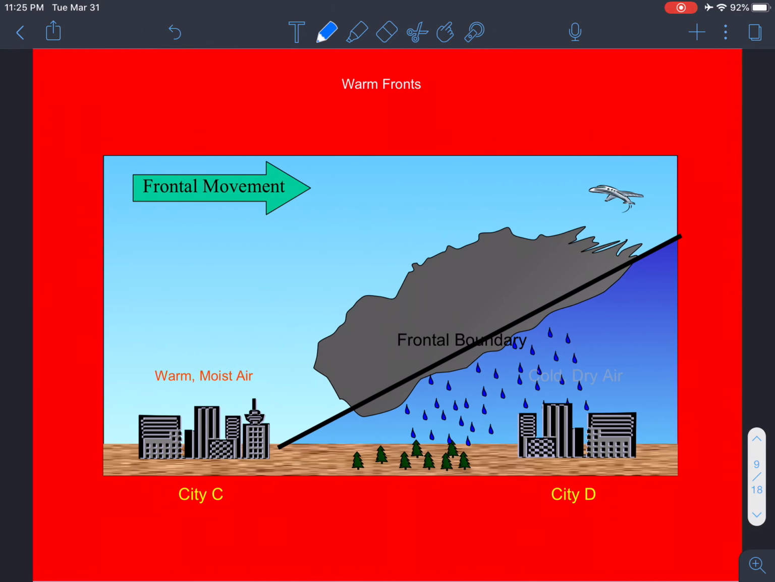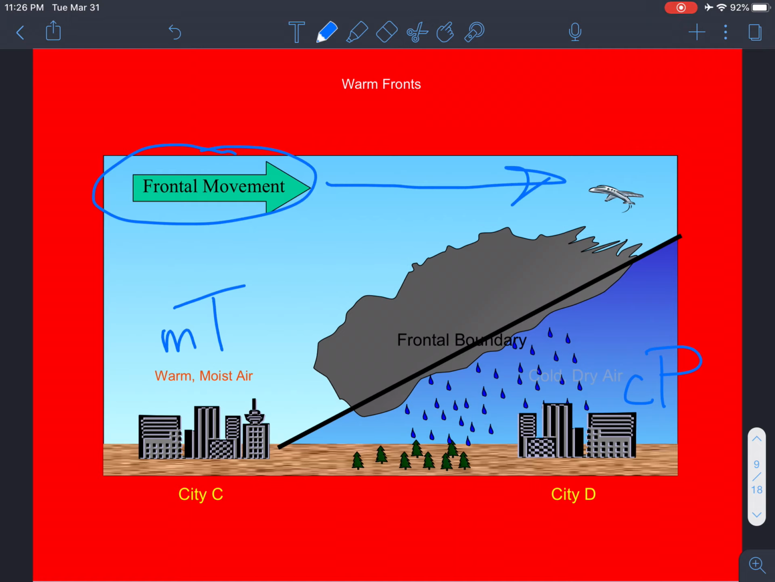All right, so we're looking at a similar map to the video. So you'll notice that the frontal movement is also going towards the east, so always from west to east. And in this case, we have a warm, moist air mass, so this would be maritime tropical. Over here, we have the cold, dry air, so that's continental polar. Now, the warm, moist air is going to be pushing the cold air out, but because warm air is not as strong as cold air, it does this a lot slower.